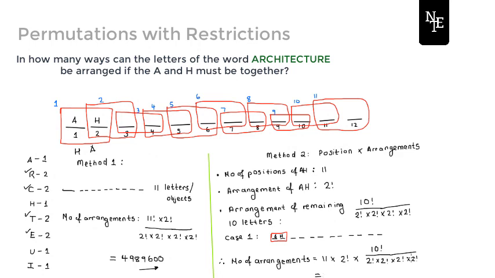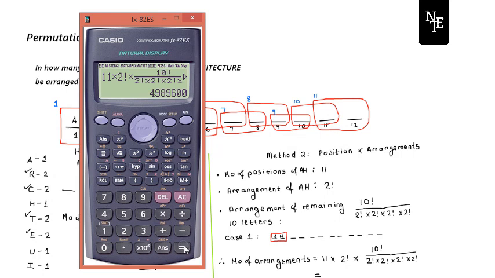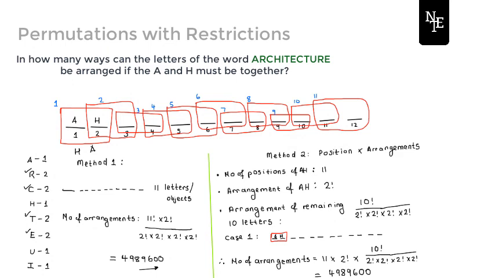Then we're going to plug that into the calculator as well, and that gives you exactly the same answer: 4,989,600 arrangements.